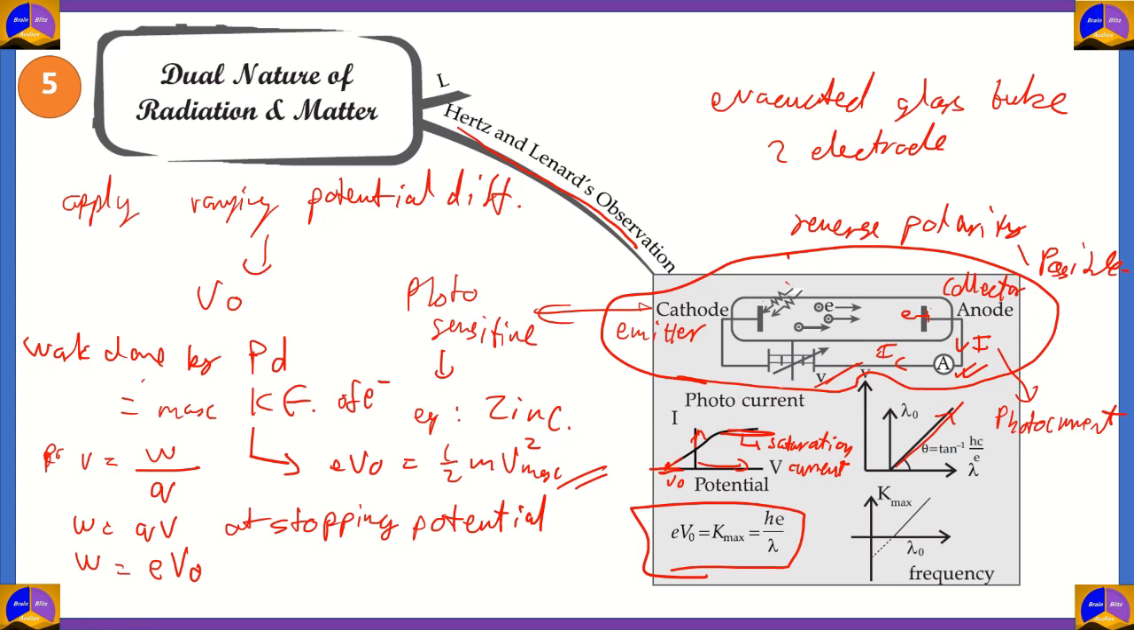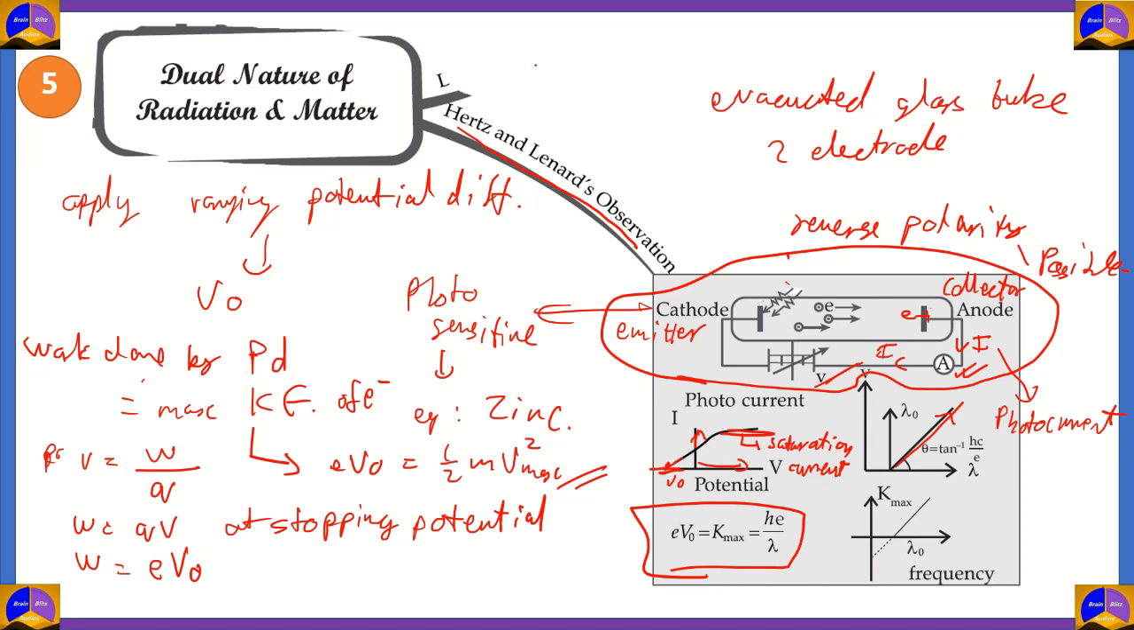So photoelectric current increases with increasing accelerating potential. However, it decreases to 0 at stopping potential. So when you reverse the polarity, you can also decrease the amount of photocurrent. Next, the stopping potential itself is independent of the intensity. So stopping potential and intensity do not have any relation.